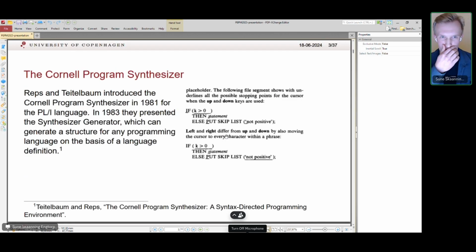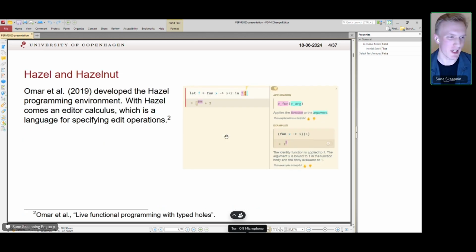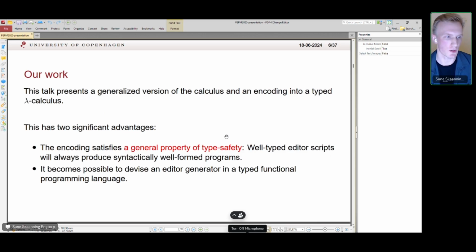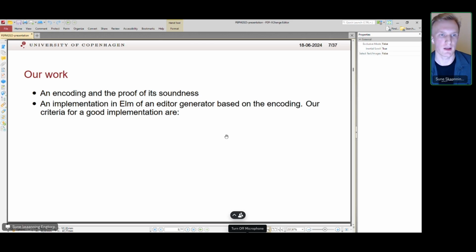So I showed you some slides before. This is from the Cornell program synthesizer. This is from Hazel. And here we have the type-safe structure editor calculus. I mentioned what our work is. The highlight of our work is the encoding and the proof of its soundness, and also an implementation in Elm of an editor generator based on the encoding.